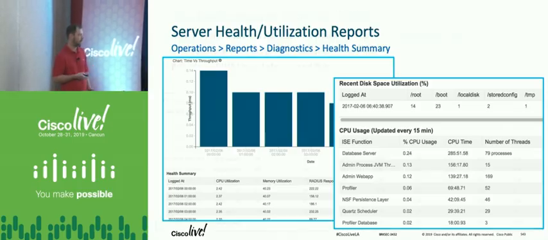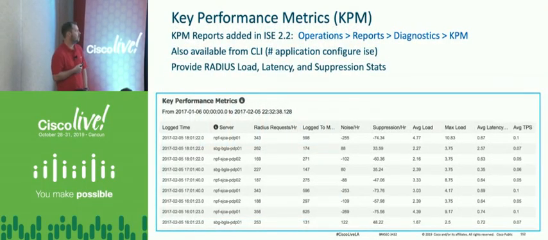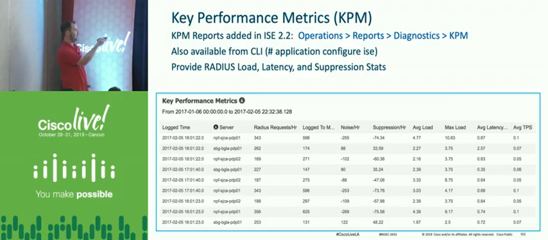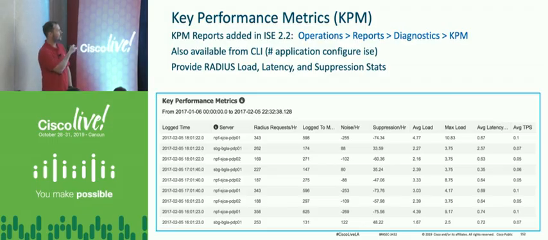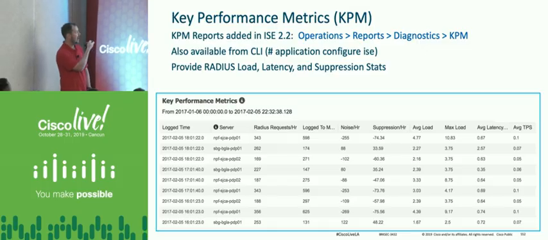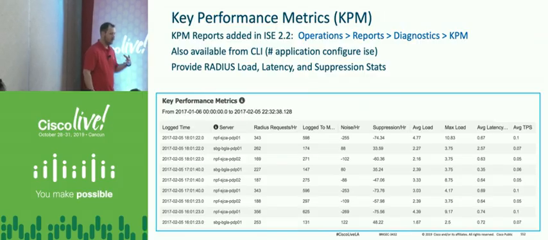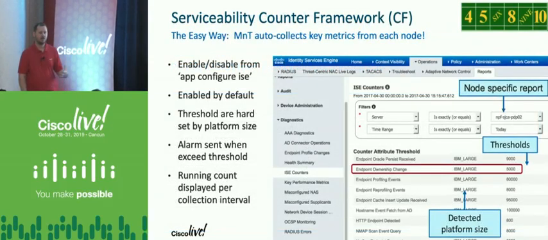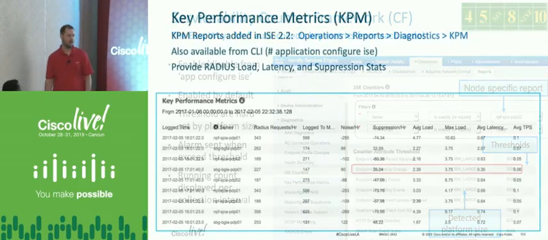The other key performance metrics, under Operations, Reports, Diagnostics, KPM, you can actually start to monitor and track RADIUS load, latency, and suppression stats. This is all going to help you keep track over time of the deployment.